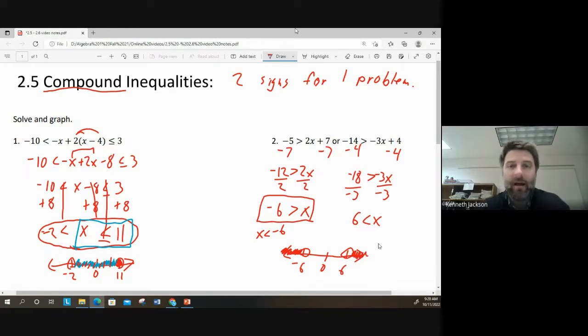So your compound inequalities are either both going to shade in, like on number 1, or they're both going to shade out, like on number 2. And you can find this out by just looking at one of the inequality statements.